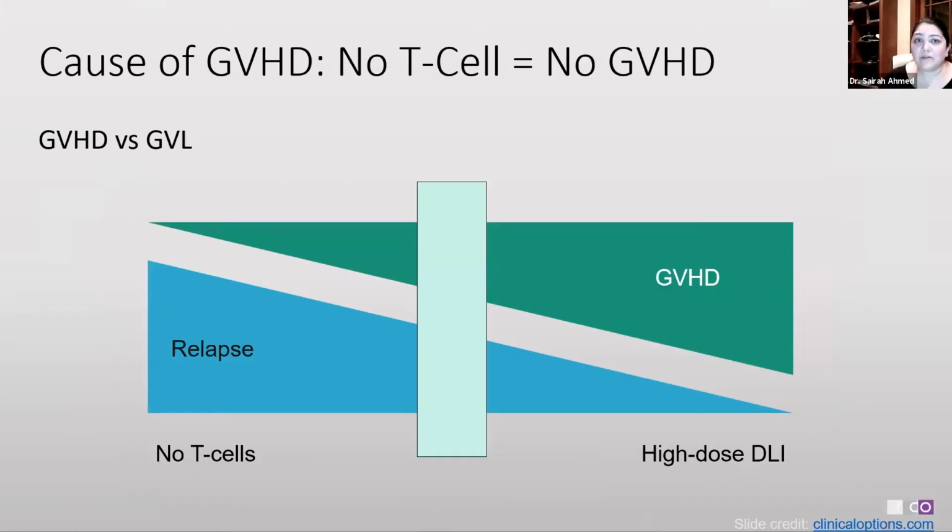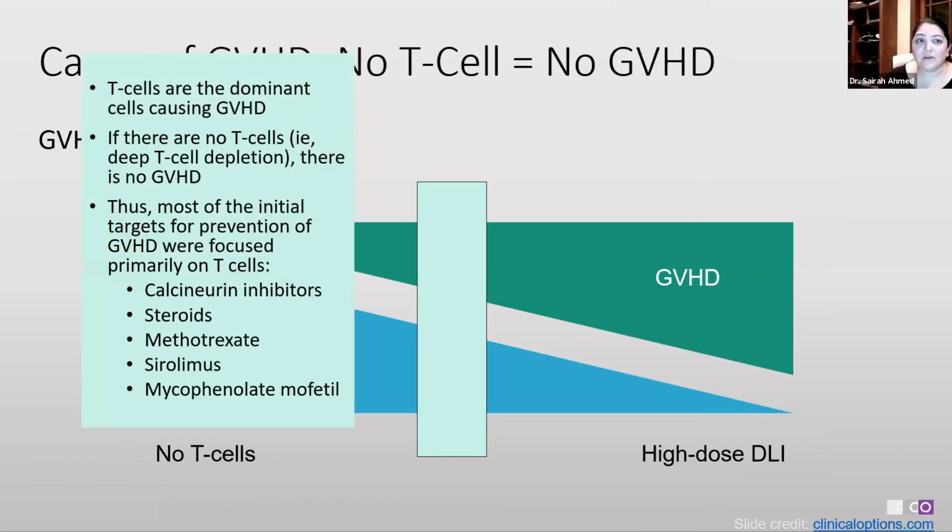So at the root of graft-versus-host disease, you have to have T cells. If you don't have T cells, you're really not going to have GVHD. Unfortunately, though, GVHD equals GVL, so you need the T cells in order to have the GVL effect. As we say that the T cells are the dominant cause of GVHD, most of the initial targets for prevention of GVHD were focused on T cells. So all of those drugs that we initially talked about, including calcineurin inhibitors, steroids, methotrexate, sirolimus, and MMF, were focusing on the T cells after transplant.